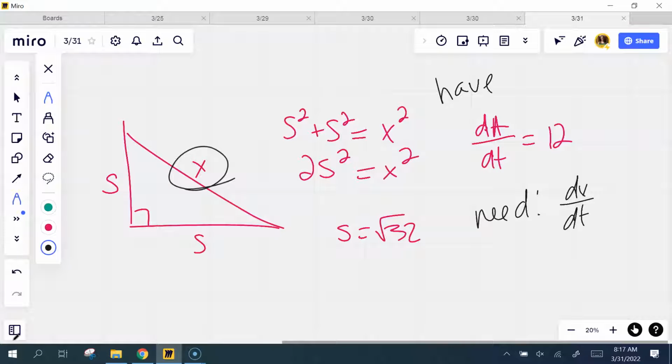Okay, so I've got two different things going on here. I've got where I can find that hypotenuse, and I know at some point I need an area of something. Do you agree? Because I got dA dt. Yes or no? Do you understand why I'm saying I need an area formula somewhere? I have dA dt, so I need an area formula somewhere.